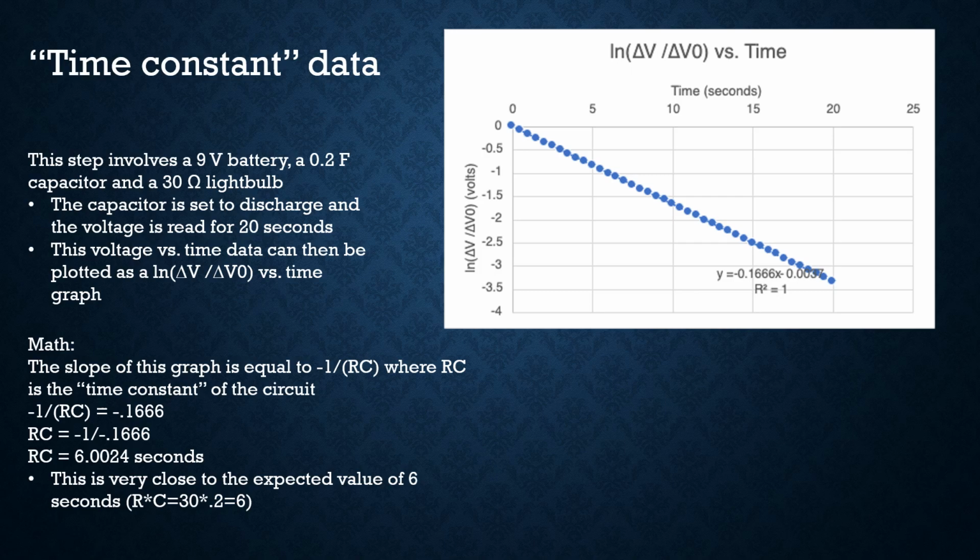This voltage versus time data can then be plotted, as you can see in the top right corner. And as for the math, the slope of the graph is equal to -1 over time constant, where the time constant is the time constant of the circuit. -1 divided by time constant is equal to -0.1666, which is the slope. And then using simple algebra, you can see the time constant is 6.0024 seconds, which is very close to our expected 6 seconds.